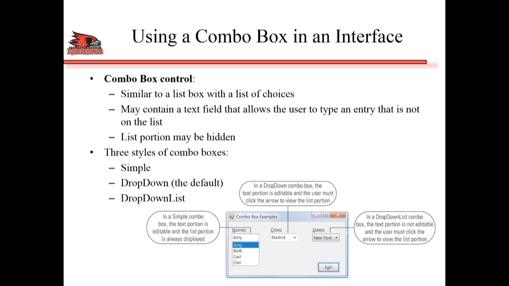The drop down list style is basically where you cannot type in anything because it does not have a text box. So it's just a list having a drop down arrow. So only the selected item will be displayed.